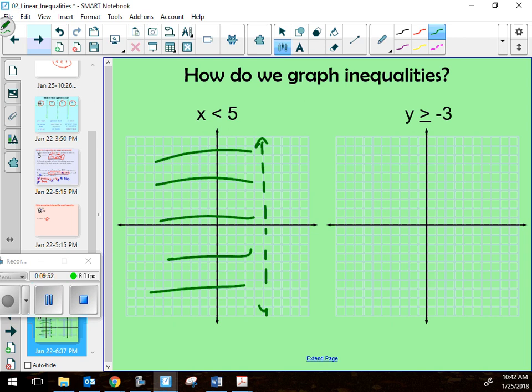This one, put the line at y = -3. Everybody put in where you think this should be. Be careful, it's different because it's a y versus an x. Put in the line where you think it should be. Make it solid or dotted based on the right sign. And then shade in the right direction.